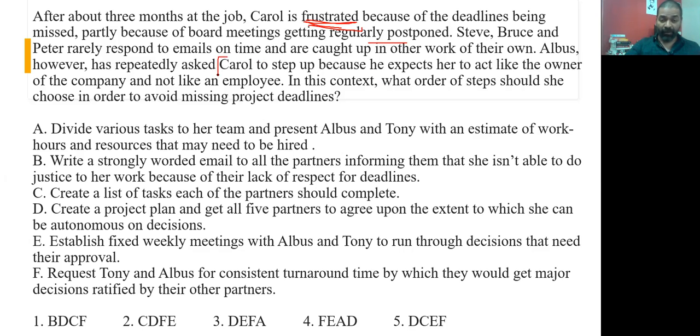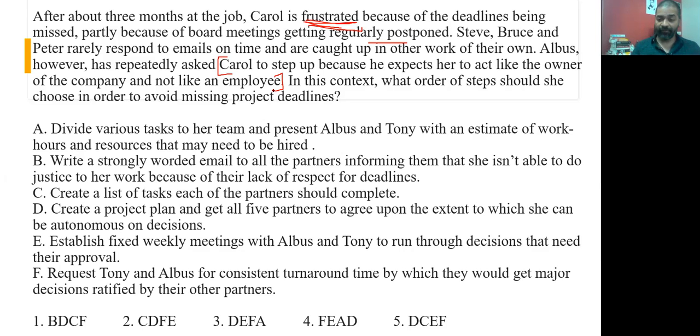This is again a very strong emotional consideration, right? Wants Carol to take the ownership, classic managerial jargon, isn't it? They'll make it impossible for you to work, but they'll still say you should step up to the plate and show everybody that you are the leader or whatever it is. And that's how the whole corporate carrot and stick thing works, isn't it? Anyway. In this context, what order of steps should she choose in order to avoid missing project deadlines?